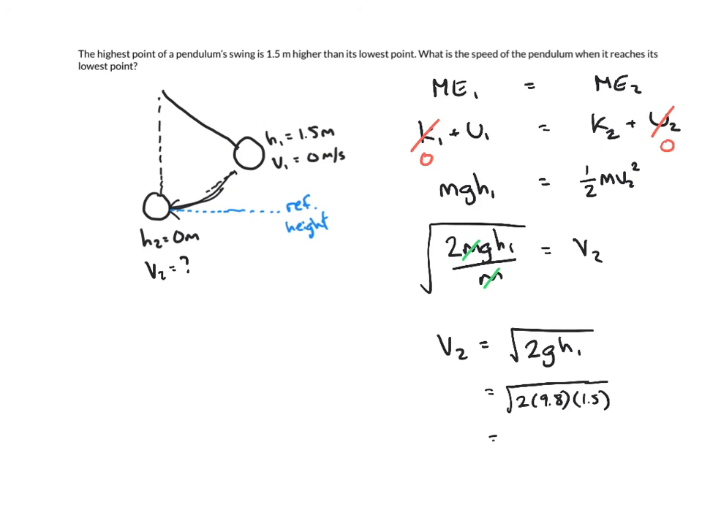And I should get an answer that's bigger than 3, because in the previous question, the speed at the bottom was 3, and that only reached a height of 0.46 meters. This one has a height of 1.5 meters. So it starts off higher, so the speed at the bottom better be bigger than 3. I'll do it in the calculator, and I'm getting 5.4 meters per second.